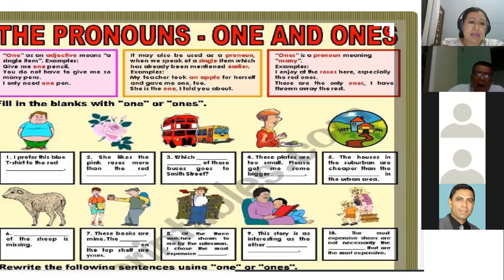Number seven. These books are mine. The ones on the top shelf are yours. So it's plural. So we use ones. Okay, number eight. Of the three watches shown to me by the salesman, I choose the most expensive one or ones?